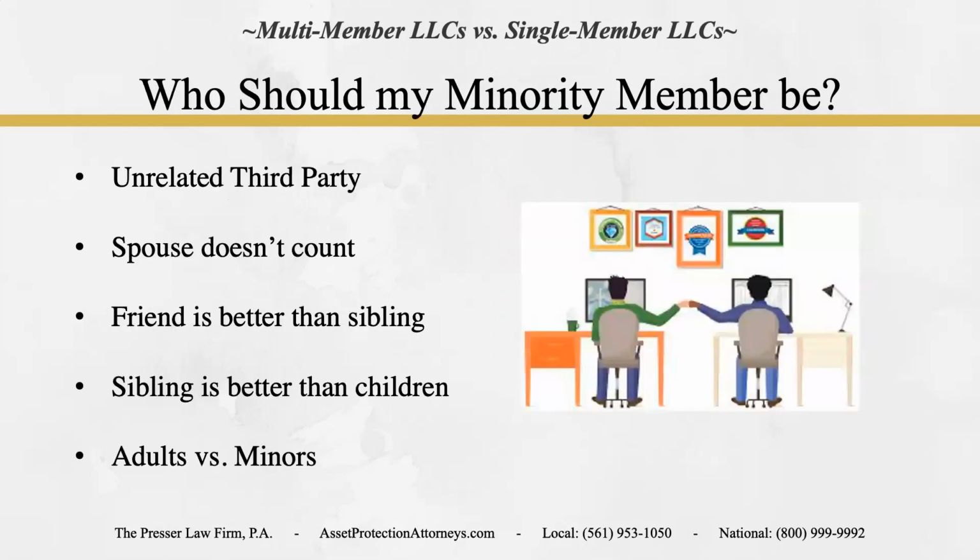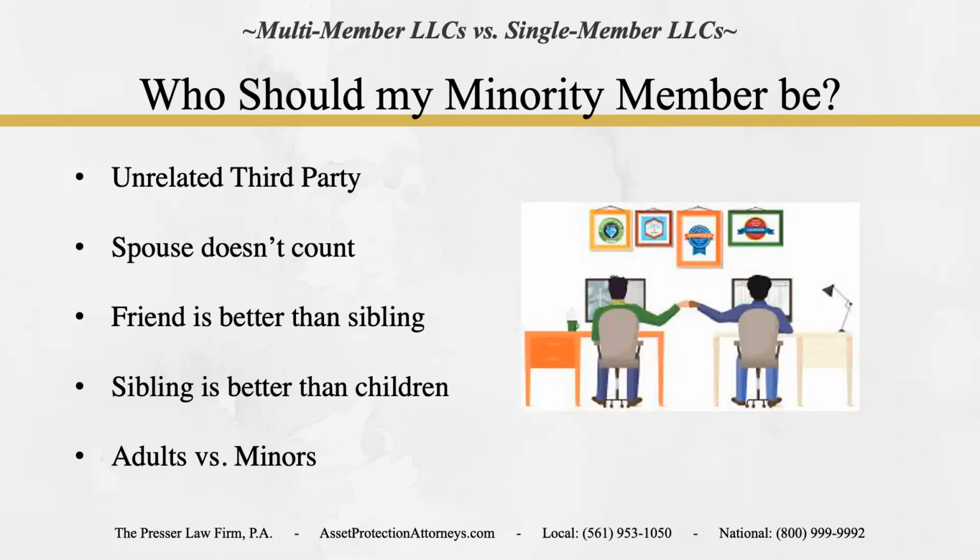The next question we usually get is, who should my minority member be? So ideally, a third party, someone who's not related or remotely related, would be better. So again, it has the appearance of a fully solid multi-member LLC. The closer in relation you are, the less it really looks like a multi-member LLC. For instance, your spouse, you're considered one, they won't count as two or a multi-member, in our opinion, for asset protection purposes, and often not for tax purposes, potentially, but not for asset protection purposes.